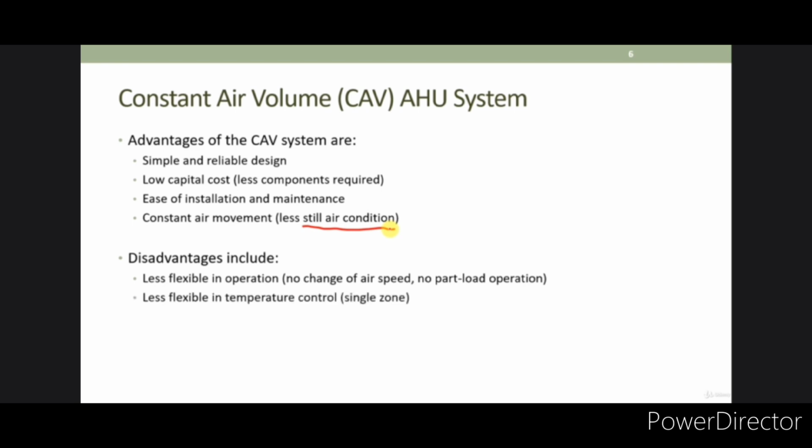And because it's less flexible, it can only supply a single zone. You cannot have multi-zones where you want one zone to have a higher temperature and the other zone a lower temperature. It's impossible to do so for a CAV AHU. And of course, because you are not able to ramp down the fan speed, there are fewer energy saving opportunities.